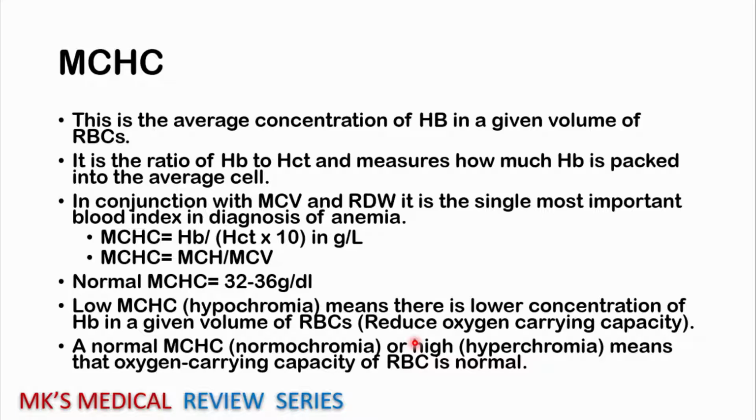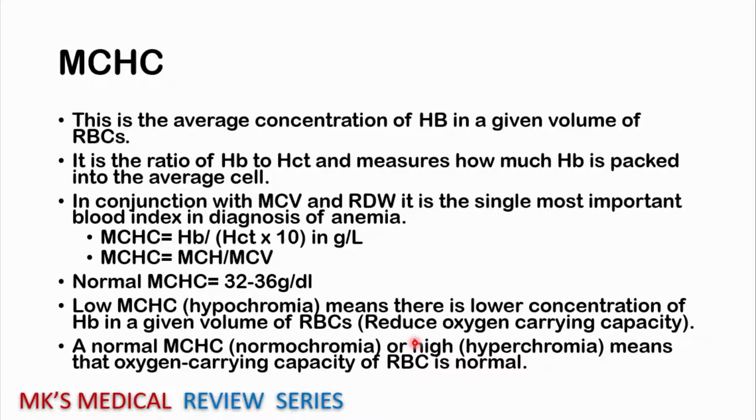We can actually calculate it in two ways. You can say the hemoglobin divided by the hematocrit multiplied by 10. The answer would be, of course, in grams per liter. You may also find it by dividing the MCH over the MCV, and the normal MCHC is 32 to 36 grams per deciliter. So if you have a value that's less than this, you refer to the cells as hypochromic.